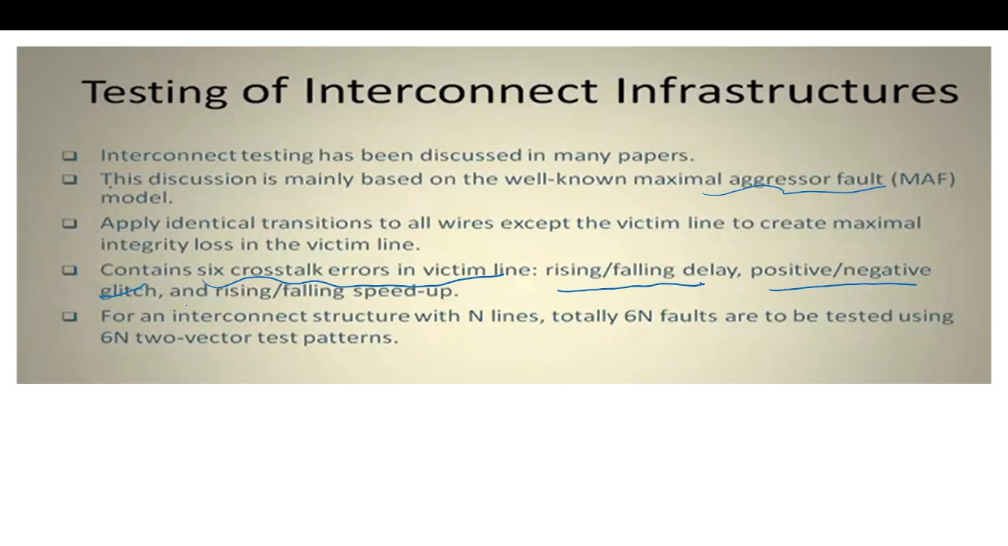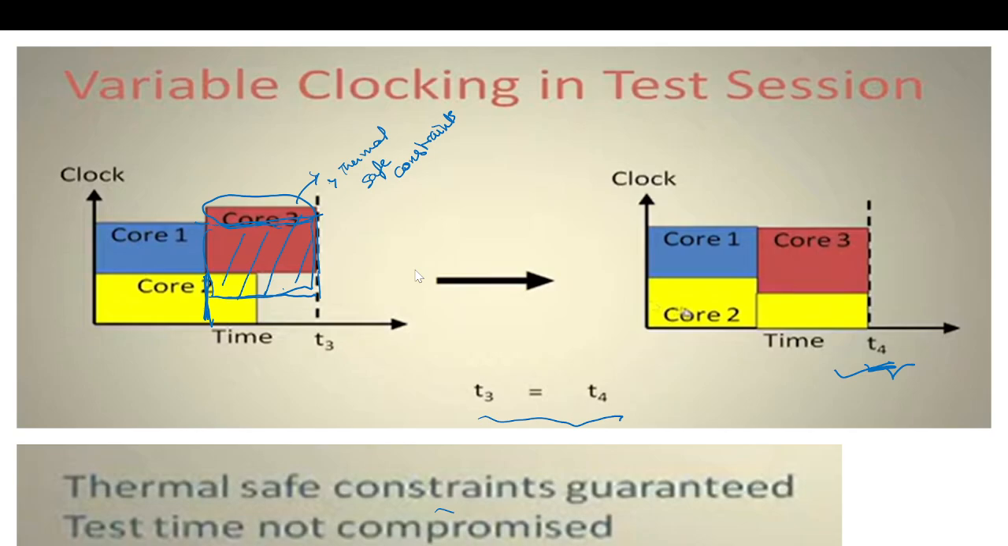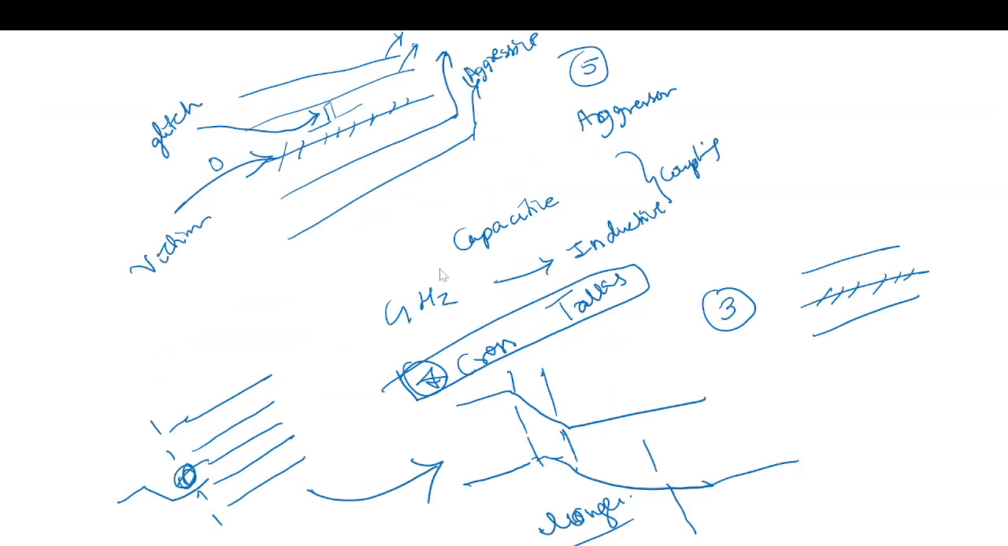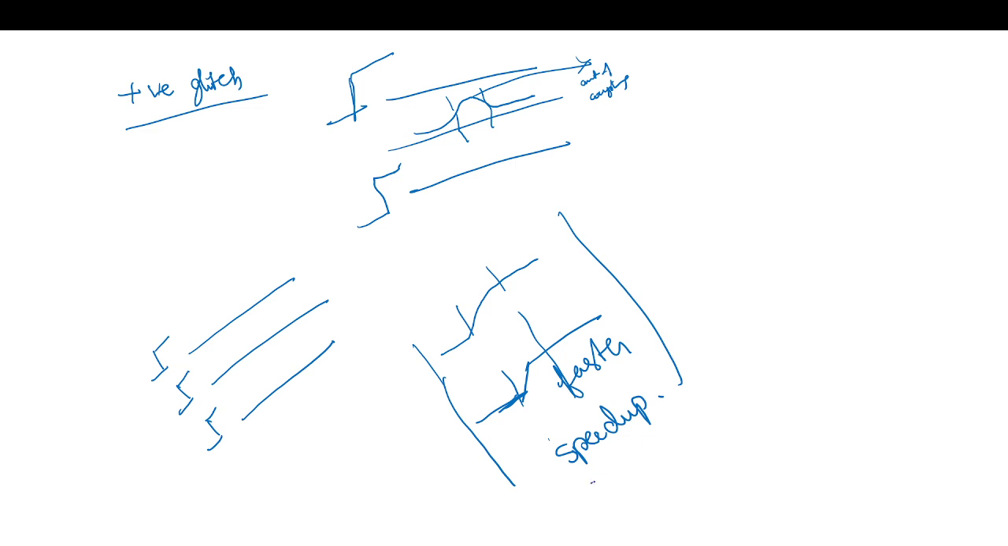Positive glitch we have already seen, and rising and falling speed up. So here when we were discussing, we have seen it takes a longer time or a faster speed up, and then the positive or negative glitch.